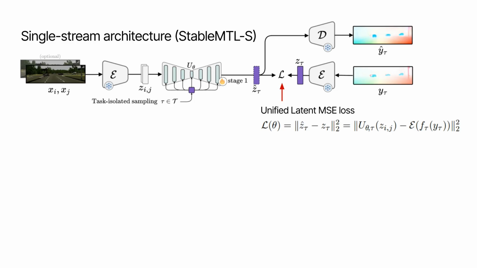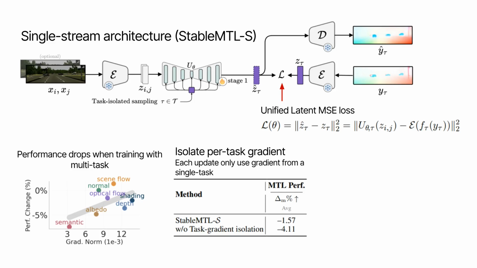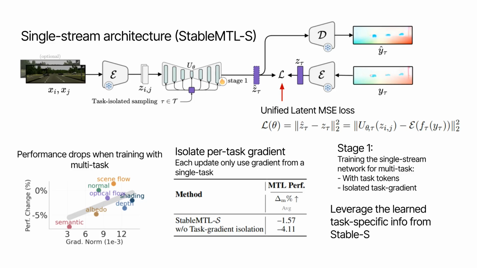Training with multitask gradients leads to performance drops, as shown in the gradient norm graph. To address this, we isolate per-task gradients, ensuring each update uses gradients from only a single task. This is our stage 1, training the single-stream network with task tokens and isolated gradients. This stage is crucial for learning task-specific information that StableMTL leverages later.